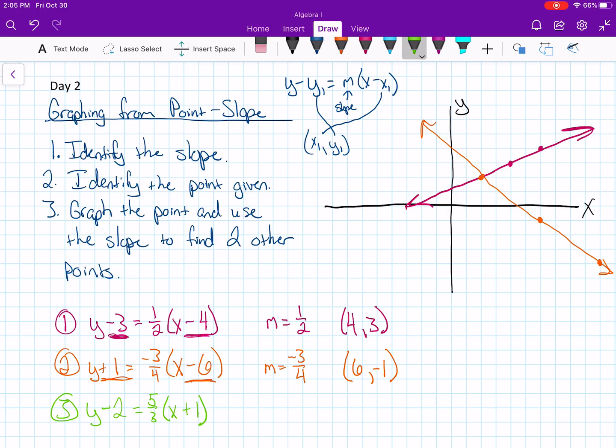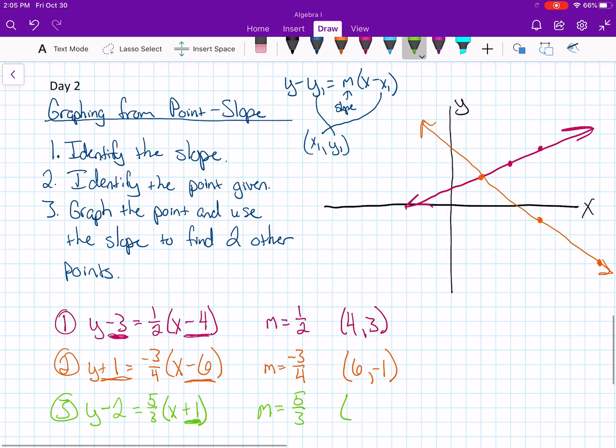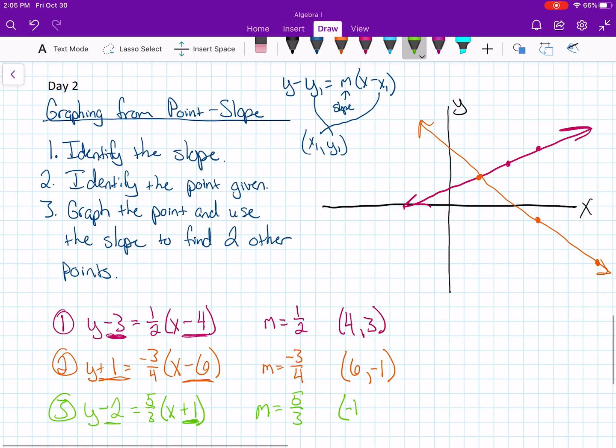And our last example, y minus 2 equals 5/3 times x plus 1. So same thing, find your slope, which in this case is 5/3, and then our point. So we look for the opposite of +1, which is -1, opposite of -2, which is +2, and we graph that point. So -1, 2 is right here, and we have a slope of 5/3.